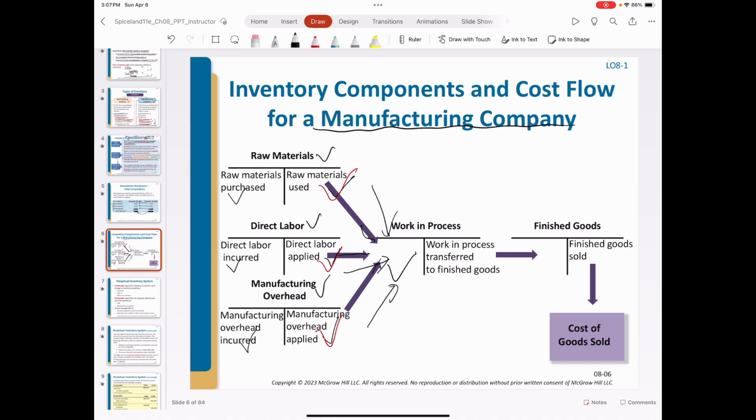And finally, some work in process becomes finished goods. We will credit work in process, and they will become finished goods. So for accounting, we will debit finished goods. When the finished goods are sold, we will debit cost of goods sold and credit finished goods. So this shows the different accounts, different layers of inventory, and their relationship.